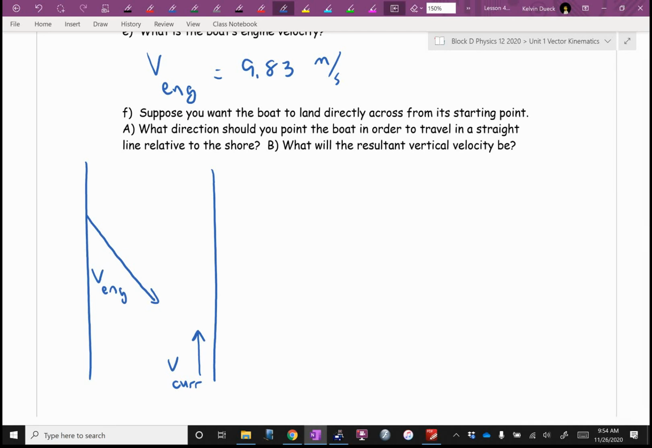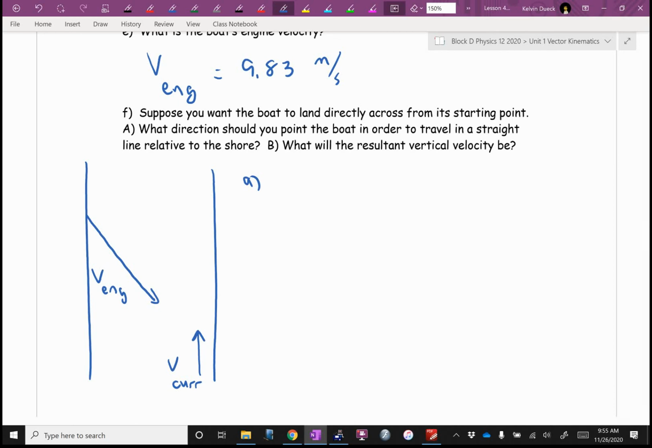I'd like to combine these two. What's a fancy math word for combine? Add. Tip to tail, you say. So for part A, my triangle is going to look like this. I could go current plus engine, or I could go engine plus current. When you're creating a brand new vector triangle, when you're adding two vectors together and they're not all at nice right angles, always do the ugliest one first. Draw that one first. Trust me, it'll be easier to get the triangle.